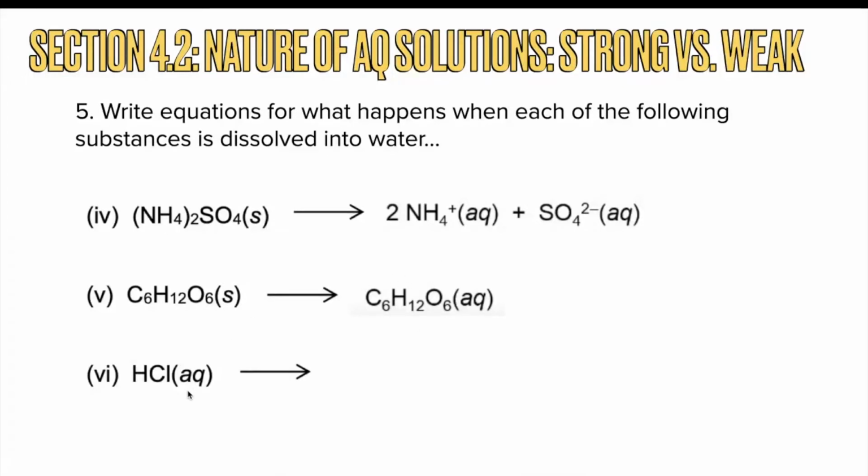HCl, hydrochloric acid, or hydrogen chloride. I guess it's hydrochloric acid because it says it's already aqueous. So HCl here would break apart into, again, it's a strong acid, so that would mean it breaks apart completely into hydrogen ions and chloride ions.